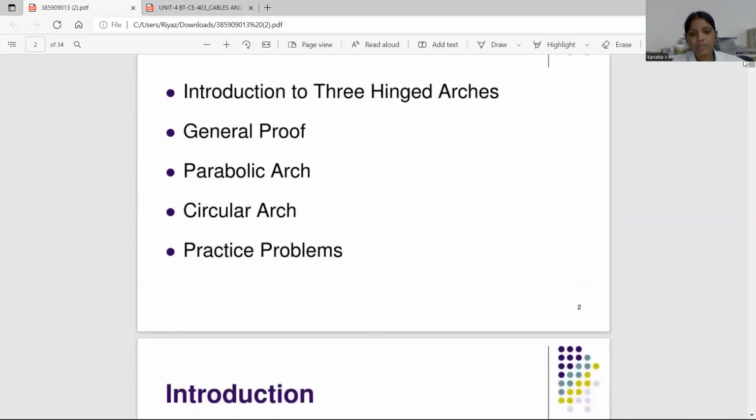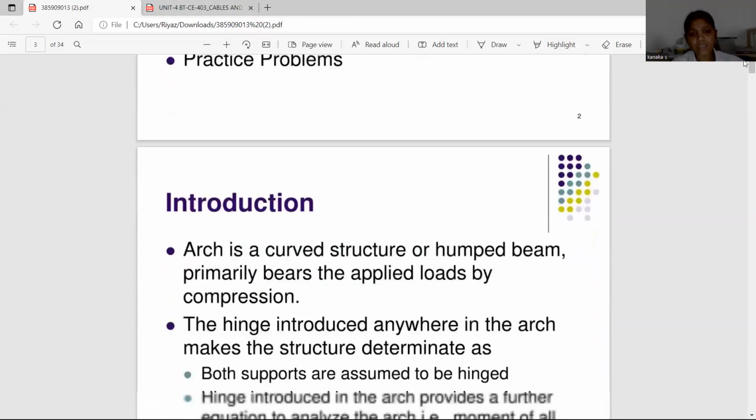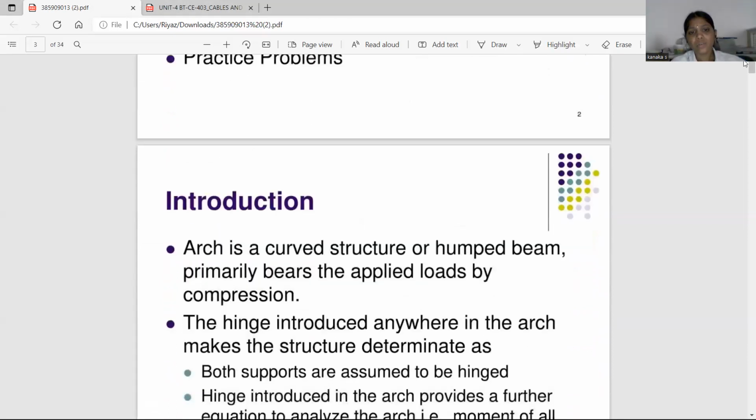First of all, arch definitions. What is meant by an arch? An arch is a curved structure or humped beam. Primarily, it resists the applied loads by compression. A hinge introduced anywhere in the arch makes the structure determinate. The first condition is that both supports are assumed to be hinged, and then the hinge introduced in the arch provides a further equation to analyze the arch.